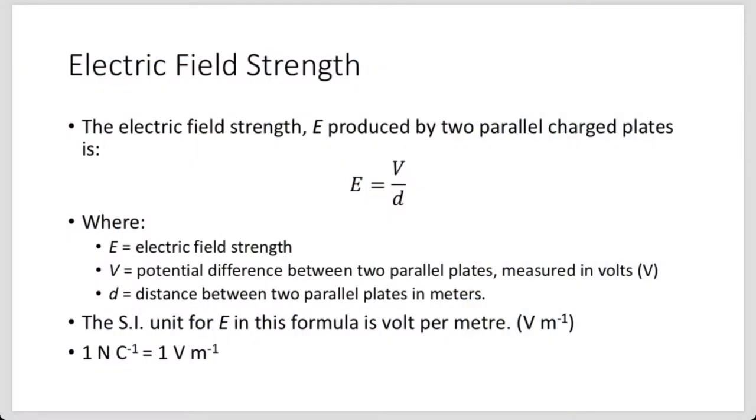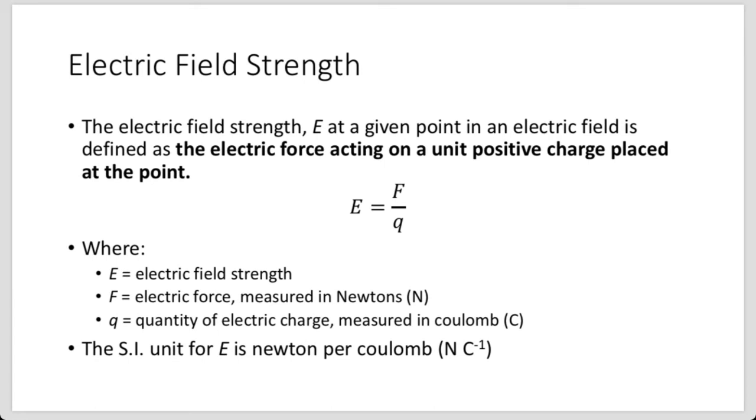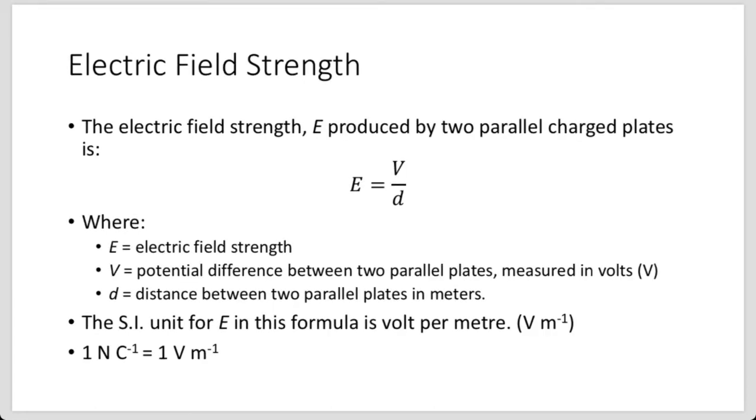All right, so back to that slide. The SI unit for this formula is volt per meter. However, we can directly convert between newton per coulomb and volt per meter, in the sense that 1 newton per coulomb is exactly the same as 1 volt per meter. It's equivalent to each other.